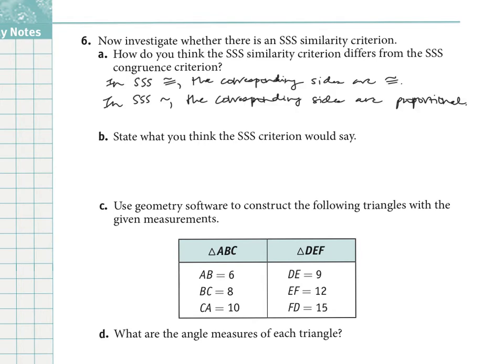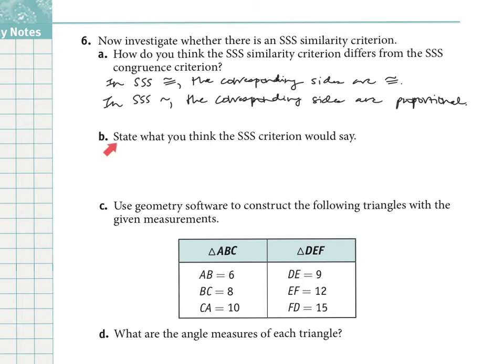All right, let's go ahead and look at this. So I said in SSS congruence, the corresponding side lengths are congruent, or we could say are equal in measure. Whereas in SSS similarity, the corresponding sides are proportional. So there is some number that we multiply all the sides by to get to the other side lengths, whereas this could increase or decrease the triangle size, right? Different dilations.